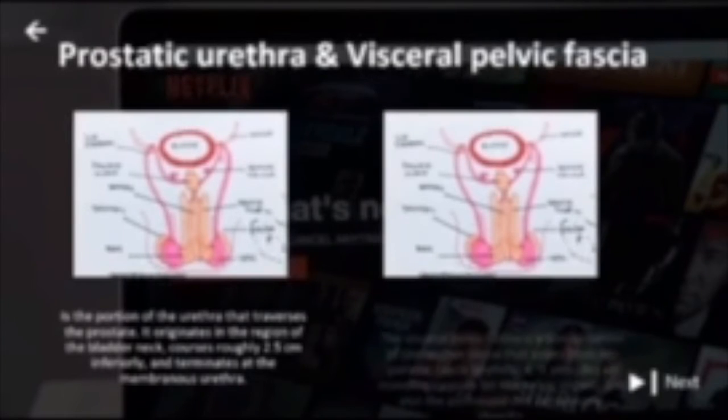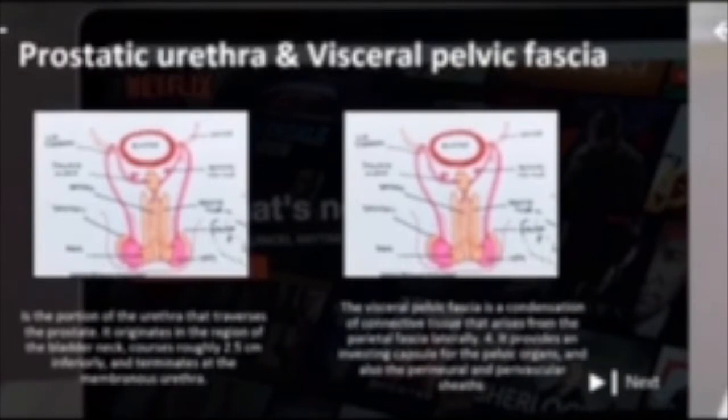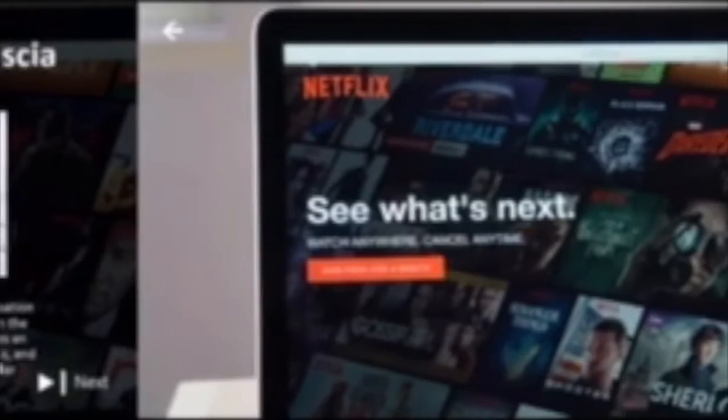So, the visceral pelvic fascia. The visceral pelvic fascia is a condensation of connective tissue that arises from the parietal fascia laterally. It provides an investing capsule for the pelvic organs and also the perineural and perivascular sheaths.